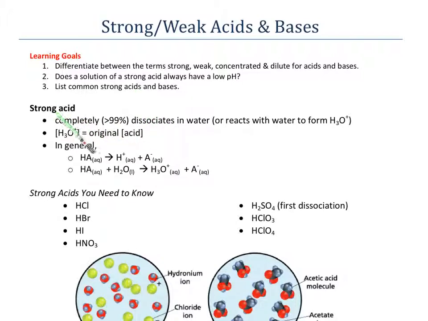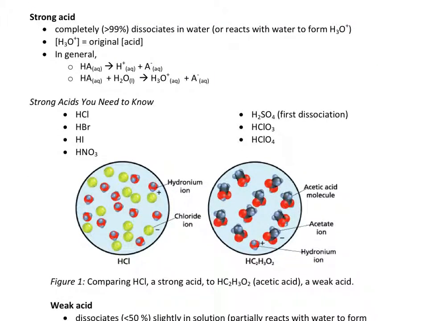So we'll start by looking at a strong acid, and basically, the word strong is used to talk about the amount of dissociation that's taking place. We see here that a strong acid completely dissociates, so the amount of dissociation is greater than 99%. If we take a look at that here in the diagram, we see that hydrochloric acid is an example of a strong acid. And we've got the chloride ion and then the hydronium ion, or again, you can picture this as H+.